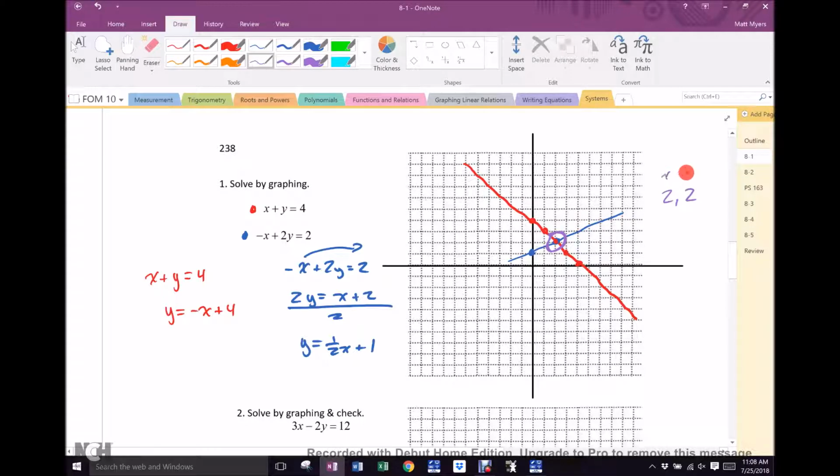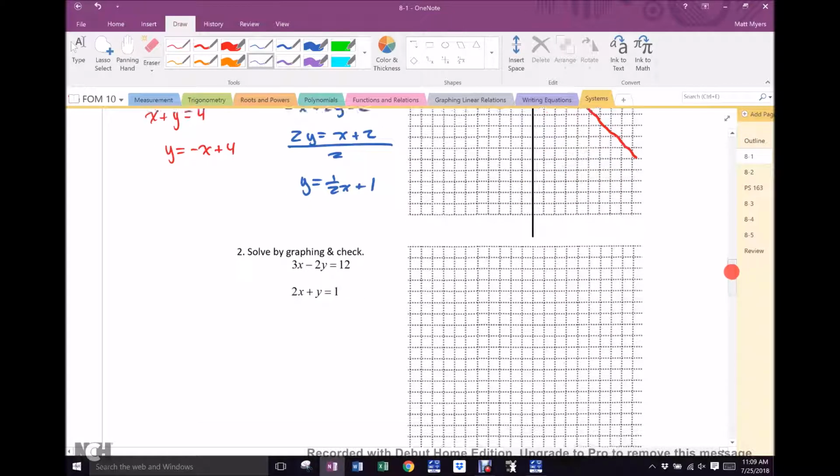That 2 is an X, that 2 is a Y. Is 2 plus 2 4? Yeah. 2 times 2 is 4, right? Is -2 plus 4 2? Yes, so are we correct? Yes, that's the answer. That's how easy it is. Everybody cool? Awesome. Do the next one.